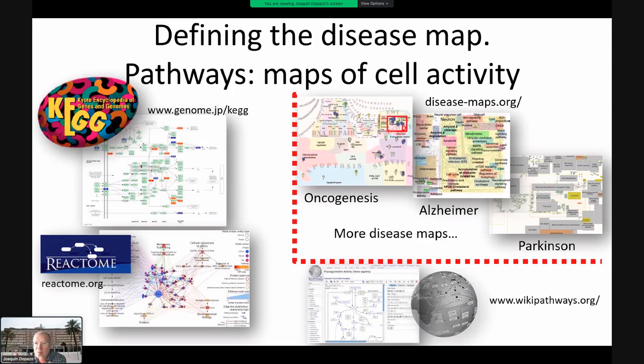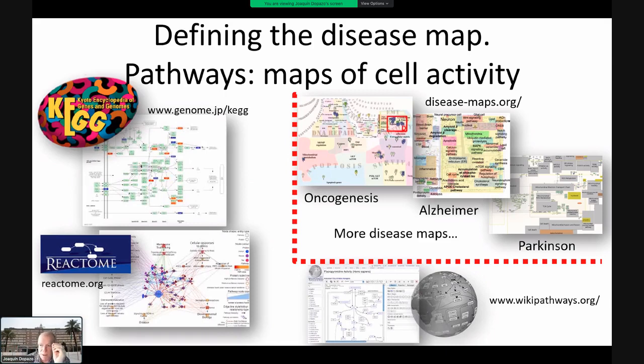And there are different repositories, typically extracting this information from different sources. And one of them is WikiPathways. You know, people contribute with information, etc. And there are other specific pathways in which you have this information, but especially in the context of diseases.